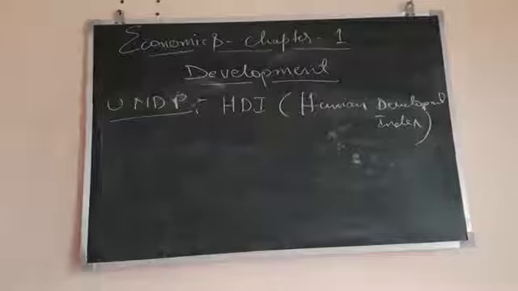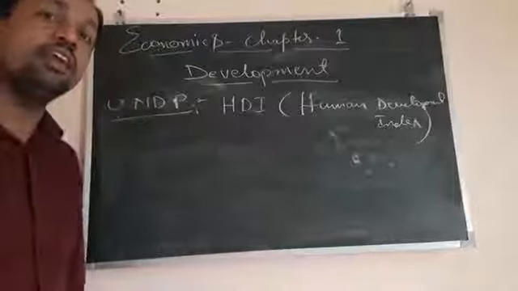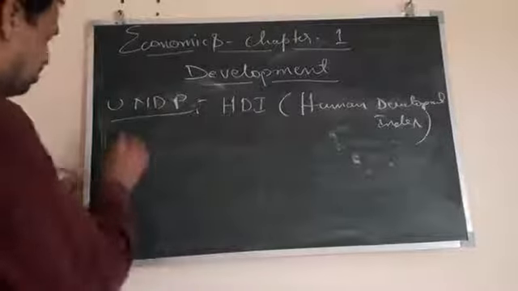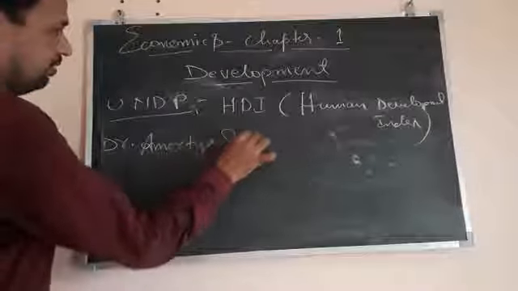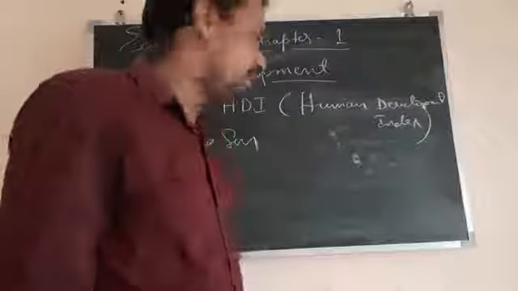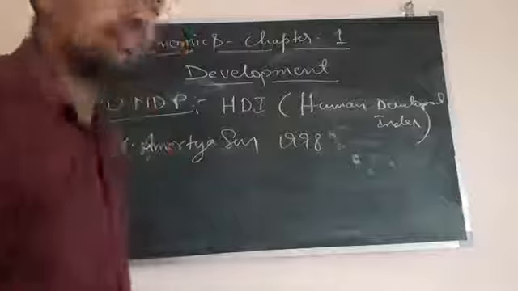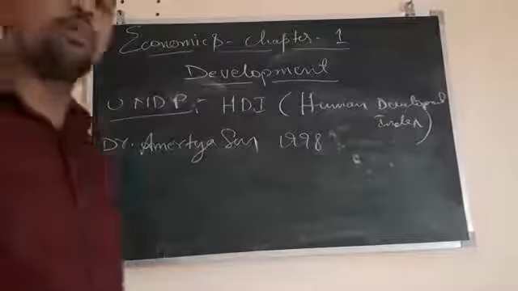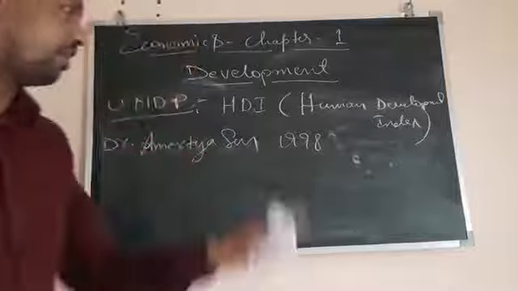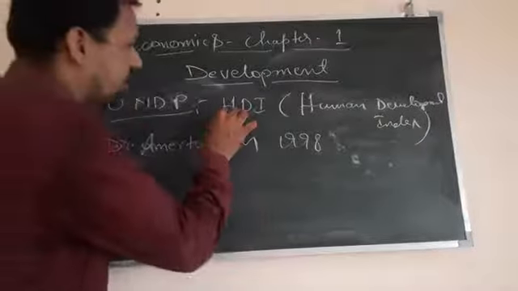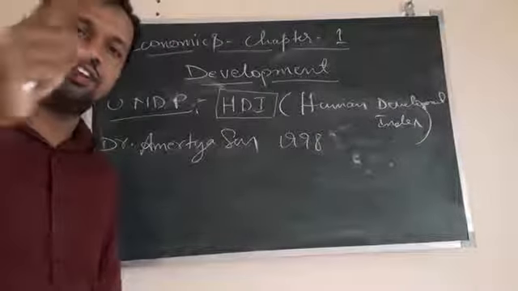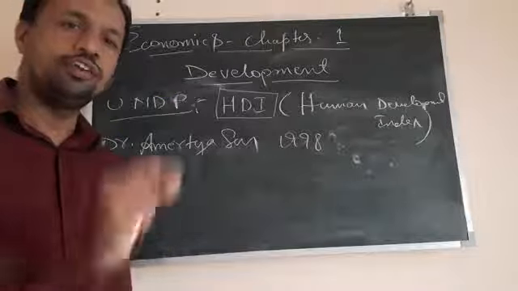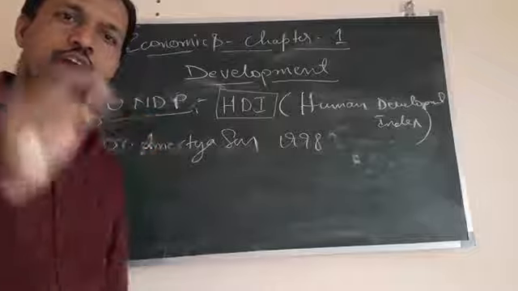The term HDI, Human Development Index, was coined by an Indian NRI, Dr. Amartya Sen, who lives in the USA, and in the year 1998 he got the Nobel Prize for Economics for it. Now, HDI includes all the factors which are essential for classification of the various countries of the world into various groups: developed, developing or less developed.